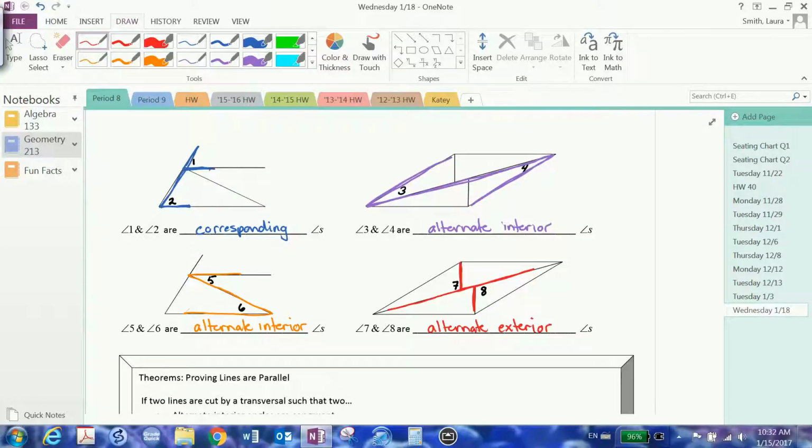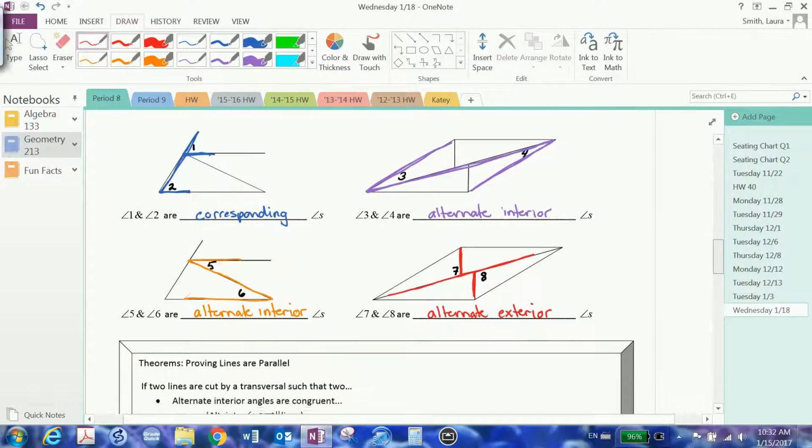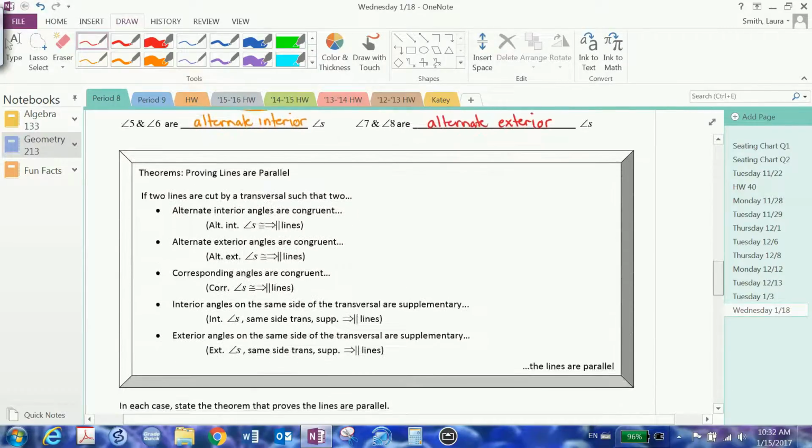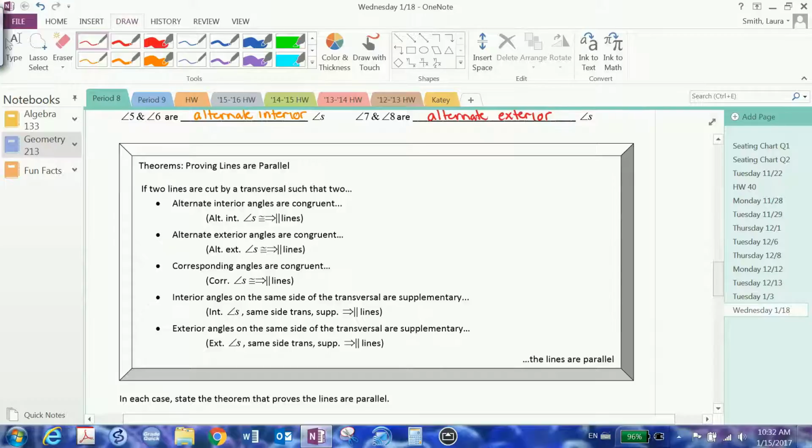All right, so now that we have the vocabulary, we're ready to start to come up with our theorems, or how do we prove lines are actually parallel. So we have 5 ways to do this. We have 5 ways to prove that lines are parallel. That's quite a bit. And they all start the same way. So you have to pick one of your 5 methods, but they're all going to start the same way.